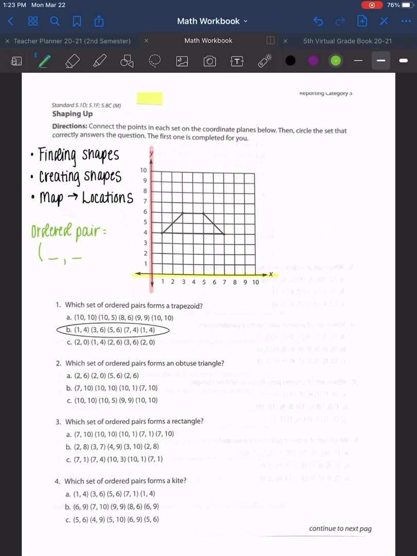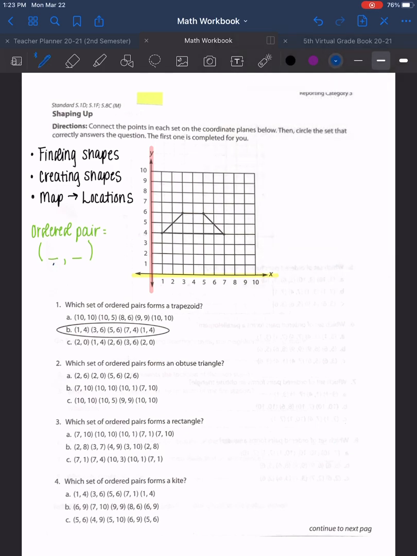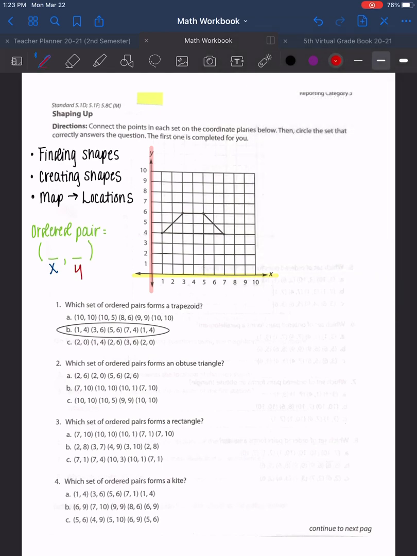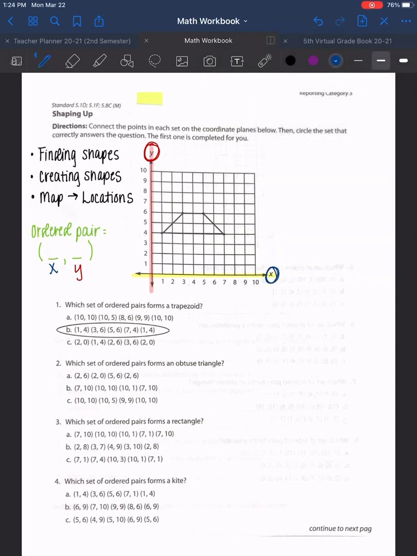So remember, an ordered pair is a point on our coordinate plane. We have the X and Y axis. The X goes first and the Y goes second. So as we are plotting these ordered pairs, just keep that in mind, because remember, you must crawl before you can stand. So remember, the X, you crawl, and the Y is standing up. So you must crawl before you stand.